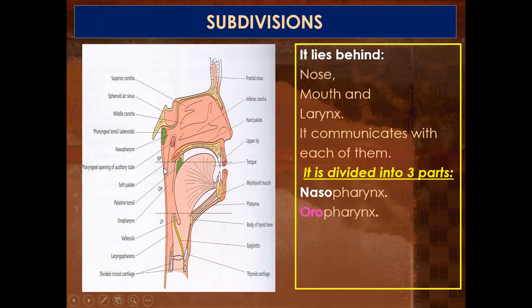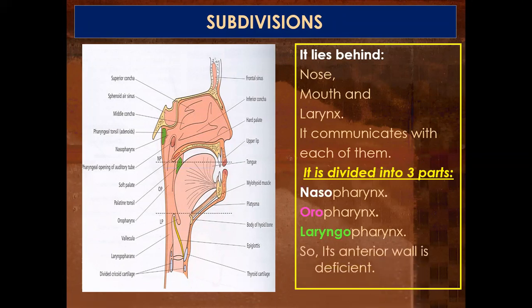Behind the oral cavity, this is the OP, the oropharynx. So this is the NP, nasopharynx. This is the OP, oropharynx, and below here is the larynx. Behind the larynx, this is called the laryngopharynx. So these are the 3 parts of the pharynx: nasopharynx, oropharynx, and laryngopharynx. Nasopharynx will communicate with the nose, oropharynx will communicate with the oral cavity, laryngopharynx will communicate with the larynx.